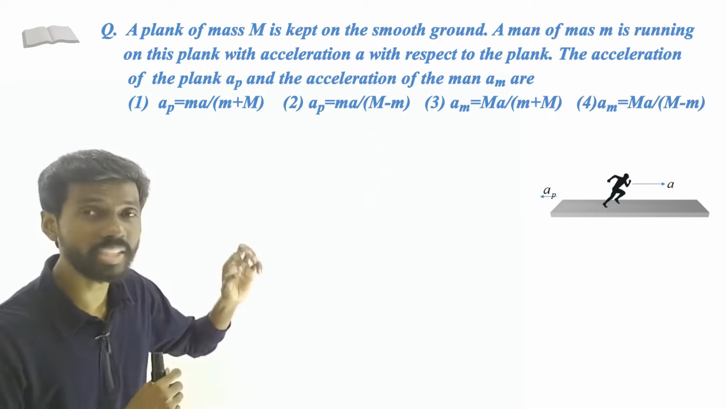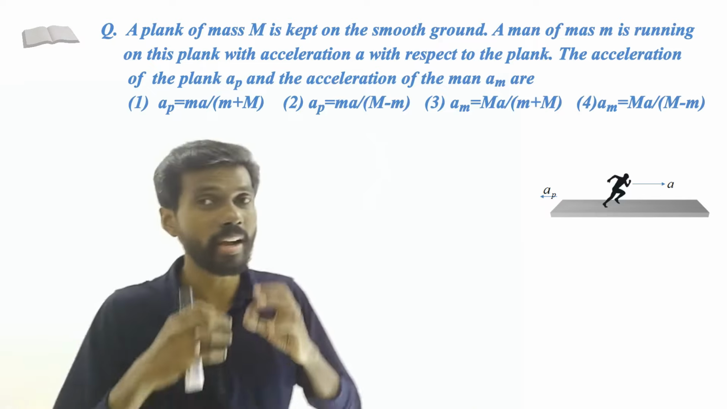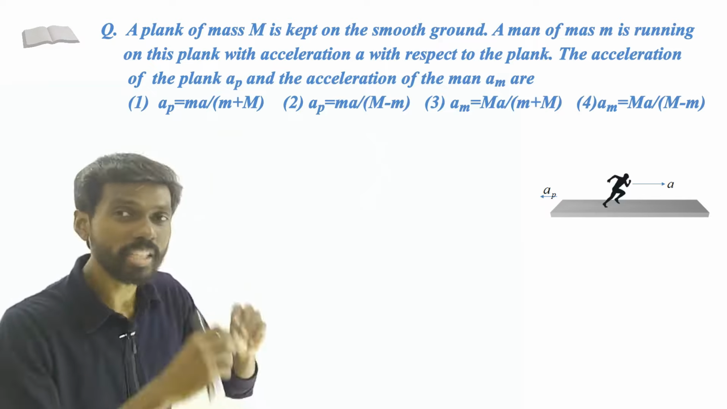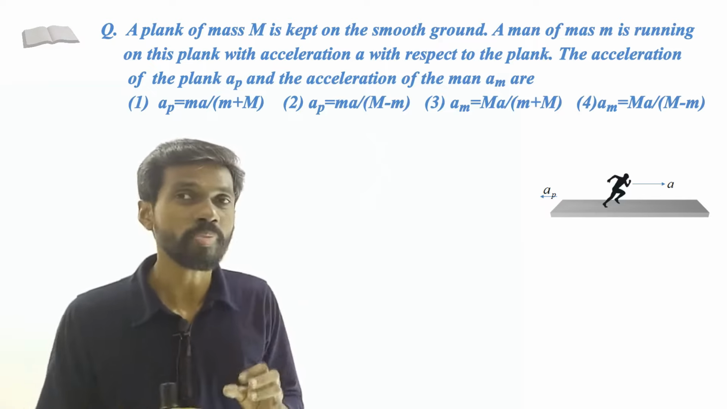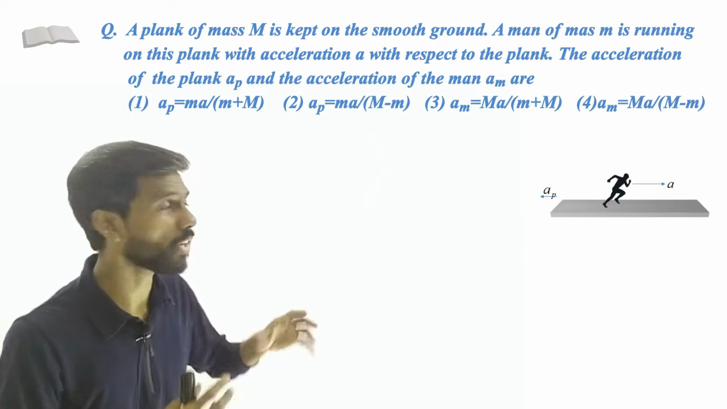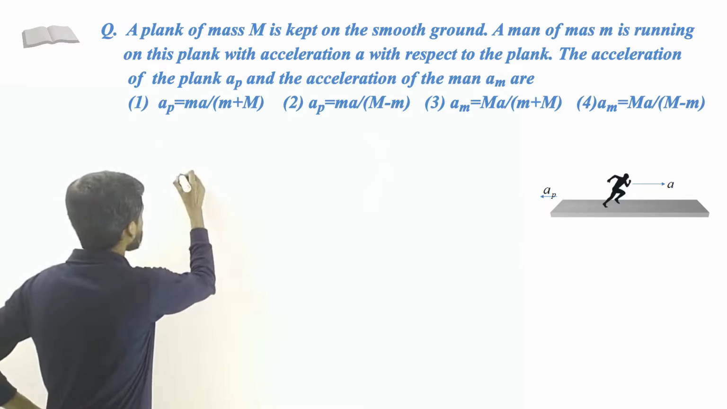Now the acceleration of the man is A with respect to the plank. That is not the actual acceleration of the man. With respect to the plank, the acceleration is A. Now what do you do? We will observe this in the frame of reference of that plank only, in the plank frame.